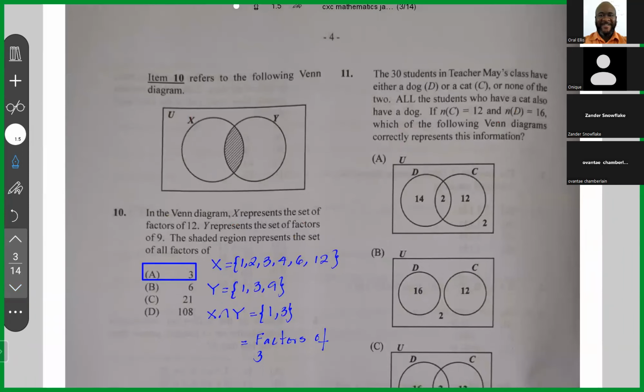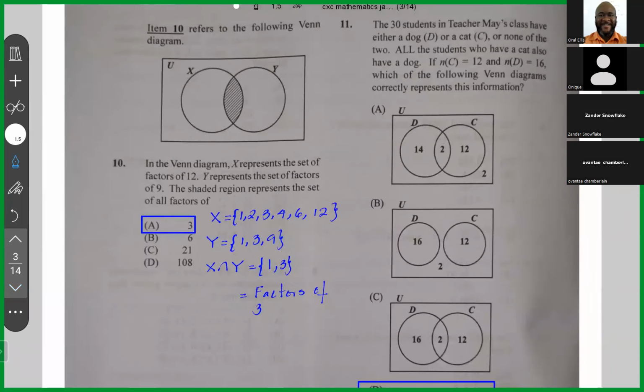Question number 10 says, the item 10 refers to the following Venn diagram. It says in the Venn diagram, X represents the factors of 12. So if X is the factors of 12, the elements in X are 1, 2, 3, 4, 6, and 12. Those are all the numbers that can go into 12 without leaving a remainder. Y represents the factors of 9. The factors of 9 are 1, 3, and 9.